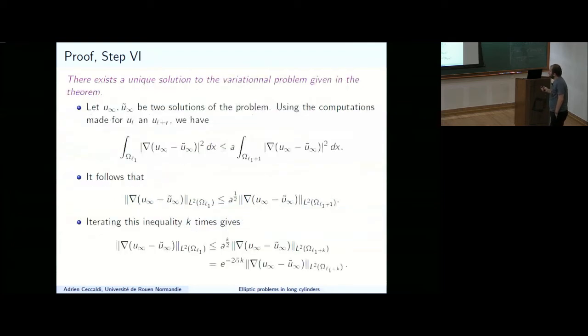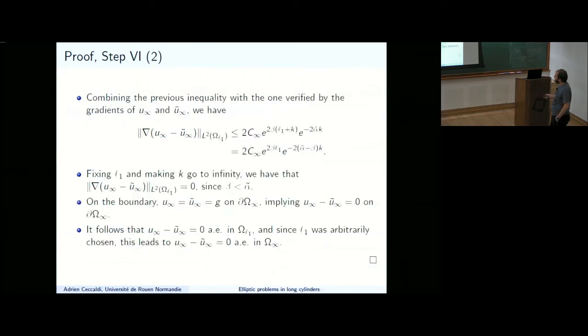And finally, for the proof, the existence and uniqueness result. Classically, we just suppose two functions which are verifying the problem. We apply what we have for UL and UL plus R in the first step. It follows that, we integrate that, we make K go to infinity, and we will have that U infinity is equal to U infinity tilde. They are the same on the boundary. And so we have that there is one unique solution.